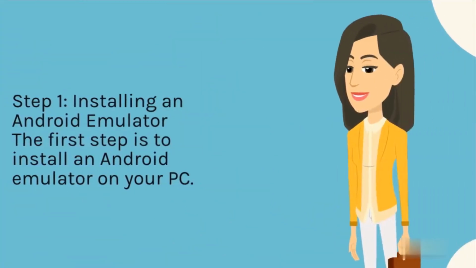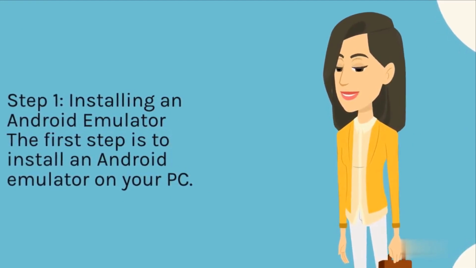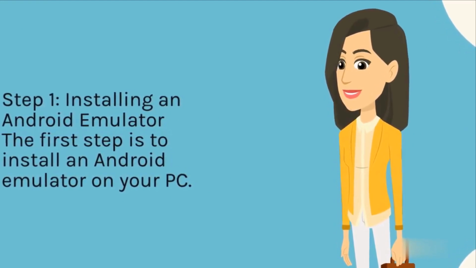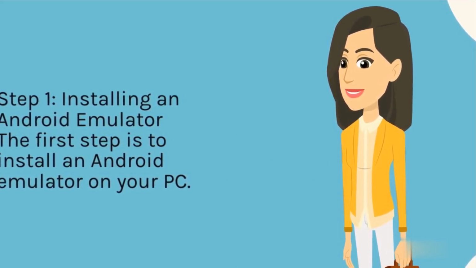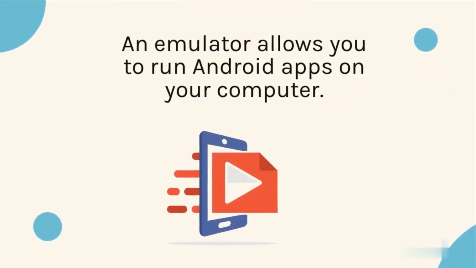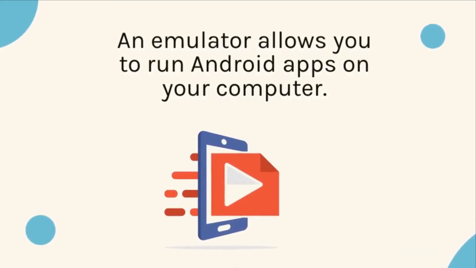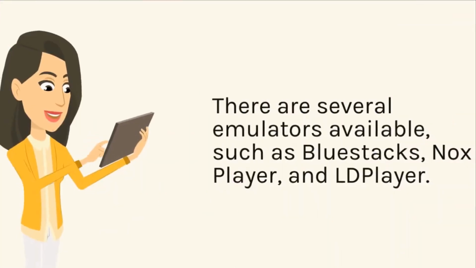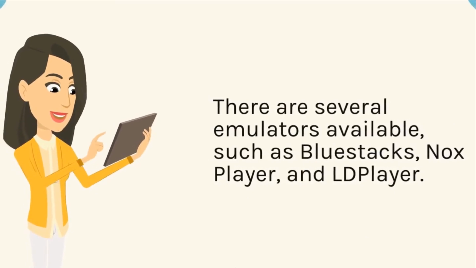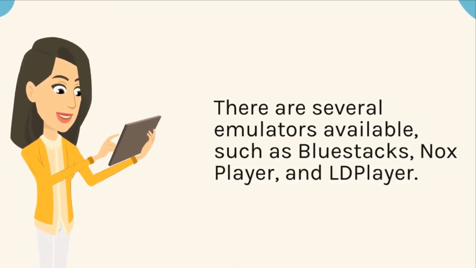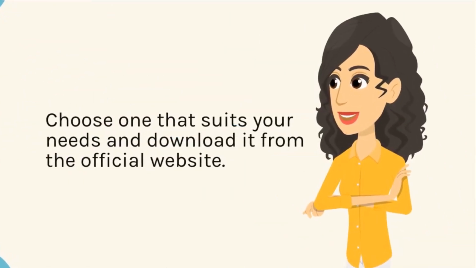Step 1. Installing an Android emulator. The first step is to install an Android emulator on your PC. An emulator allows you to run Android apps on your computer. There are several emulators available, such as BlueStacks, Nox Player, and The Player. Choose one that suits your needs and download it from the official website.